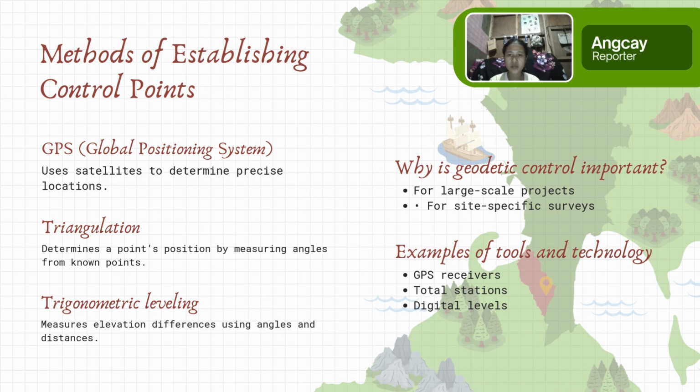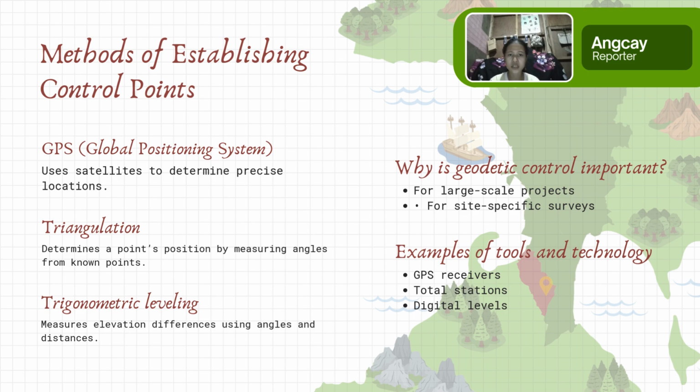Now let's move on to methods of establishing control points. There are three main methods. First is the global positioning system. It uses satellites to determine precise locations, making it one of the most accurate methods. Triangulation determines a point's position by measuring angles from known points. Last is trigonometric leveling. It measures elevation differences using angles and distances, which is useful for determining heights.